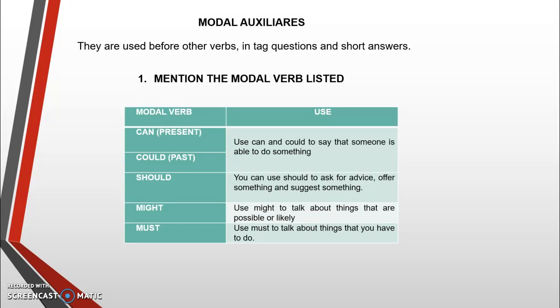Should. You can use should to ask for advice, offer something and suggest some things. Might. Use might to talk about things that are possible or likely. Must. Use must to talk about things that you have to do.